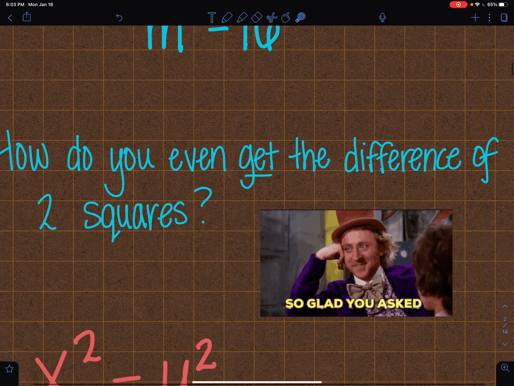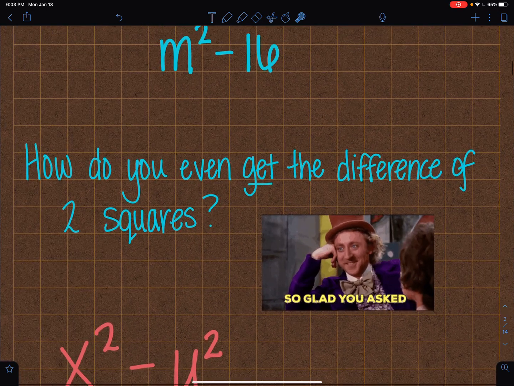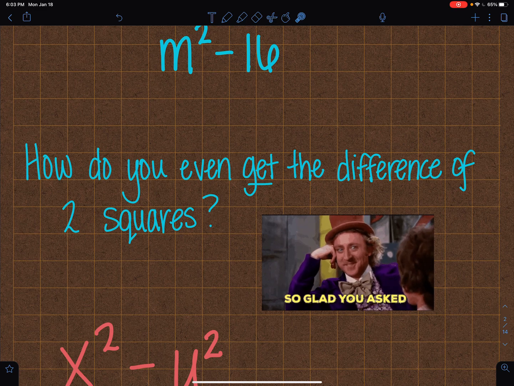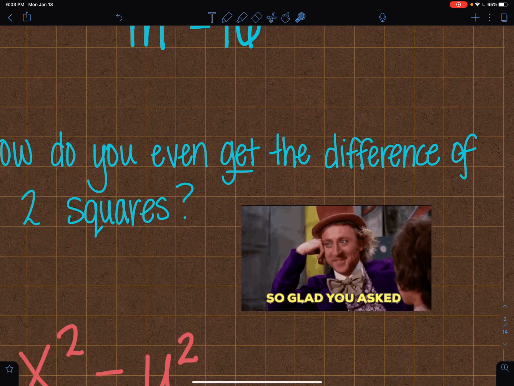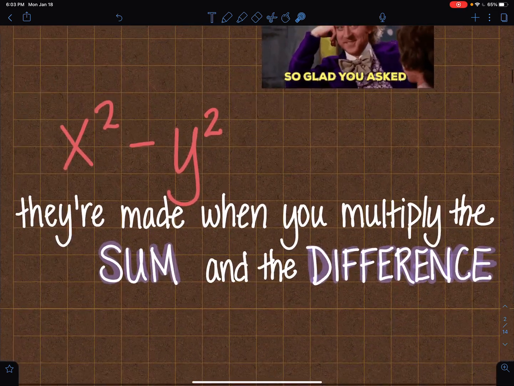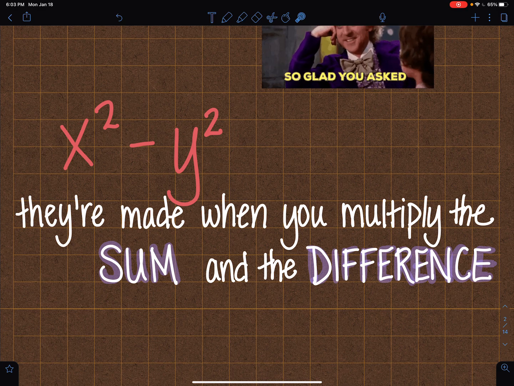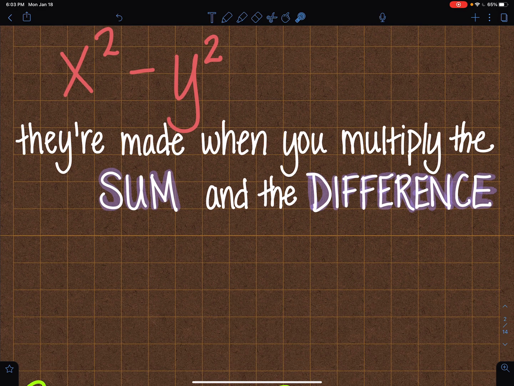Oh, well, how do you even get the difference of two squares? I'm so glad that you asked. Of course, that's Willy Wonka saying that right there. They're made when you multiply the sum and the difference. Okay, I'm going to tell you the shortcut first, and then I'm going to explain why it works.